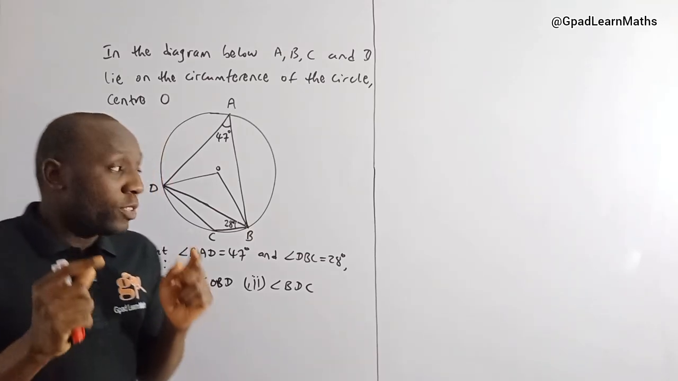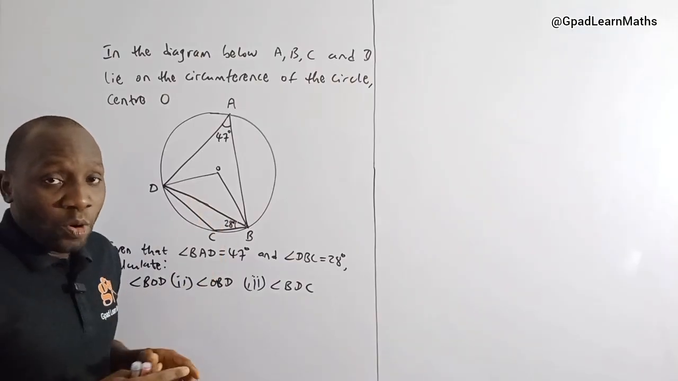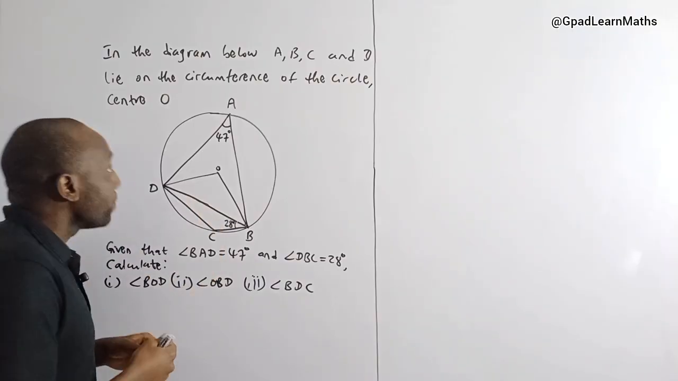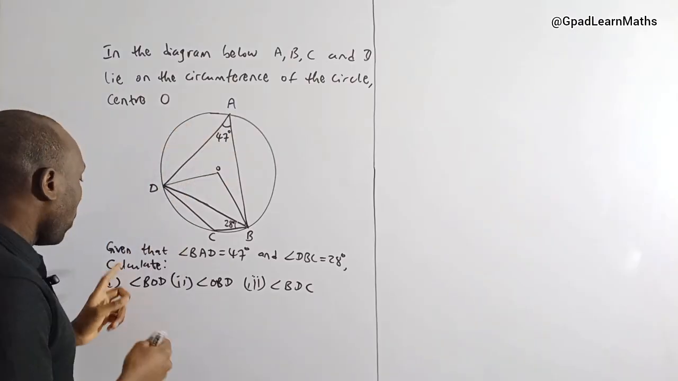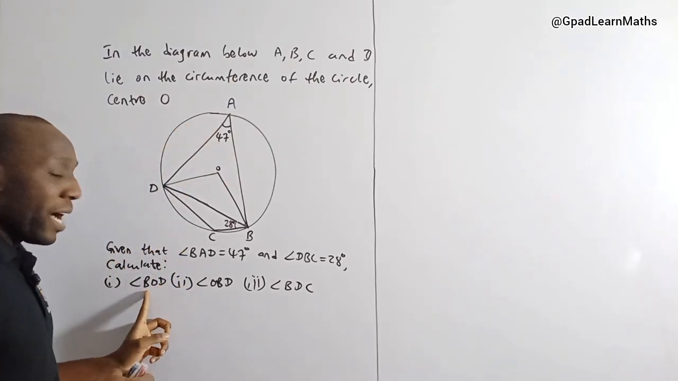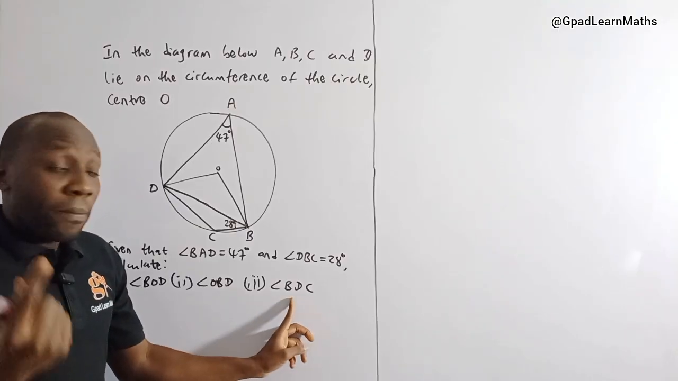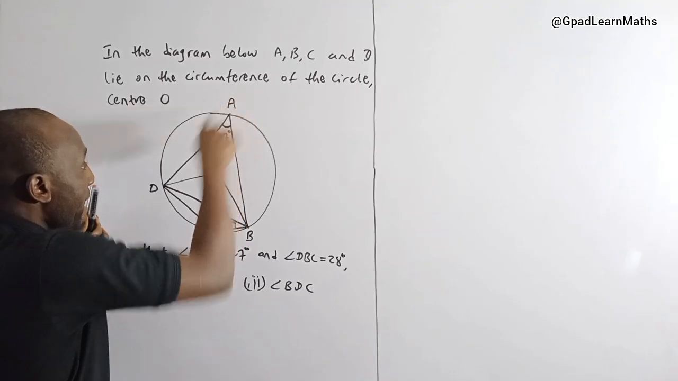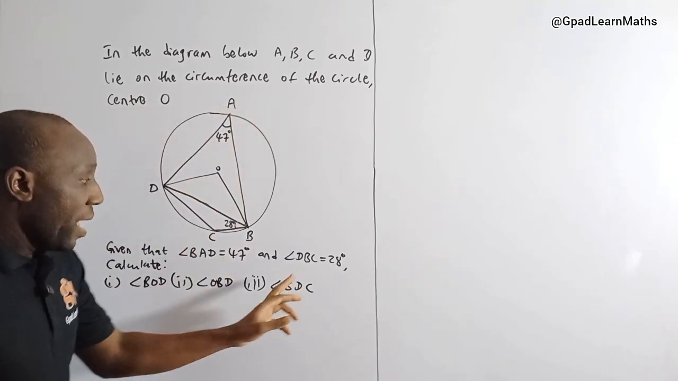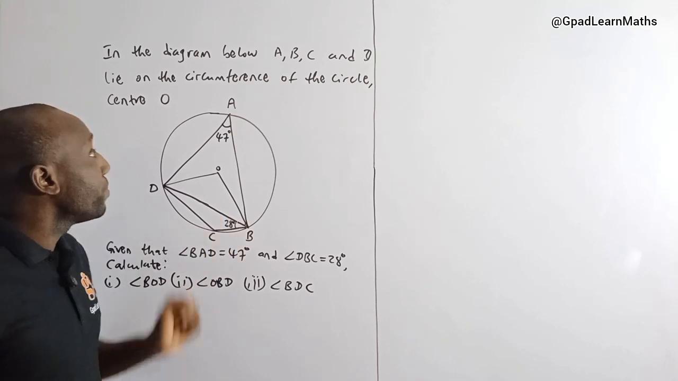In this video, we're going to solve this problem involving circle geometry. What we have here is this circle, and we're asked to find angle BOD, angle OBD, and angle BDC. We're given angle BAD, that's this angle, 47 degrees, and angle DBC is 28 degrees, which is this one here.